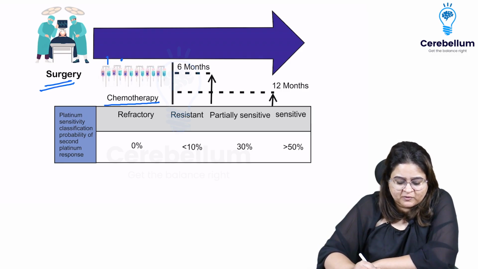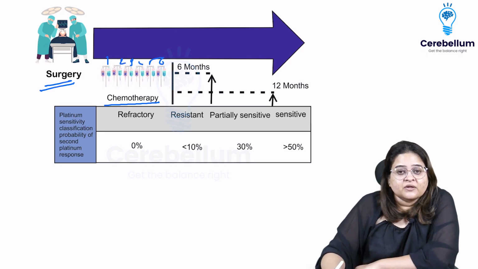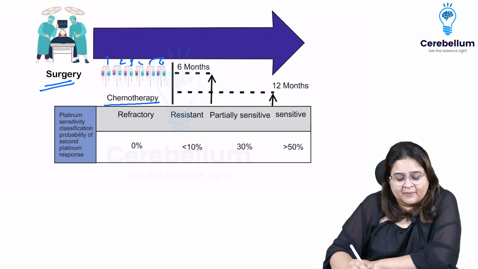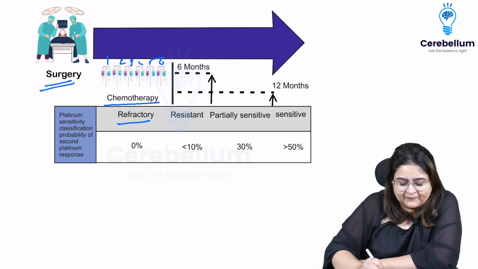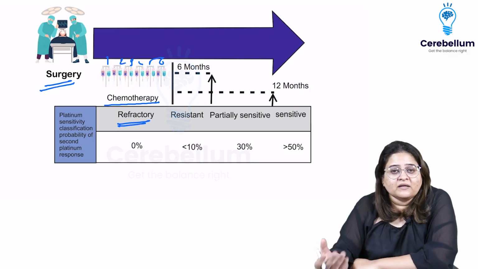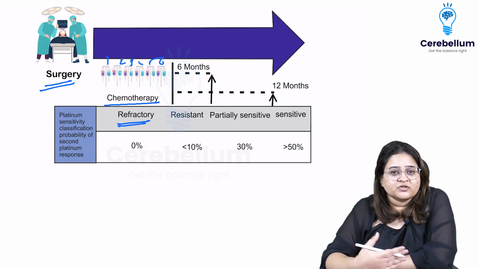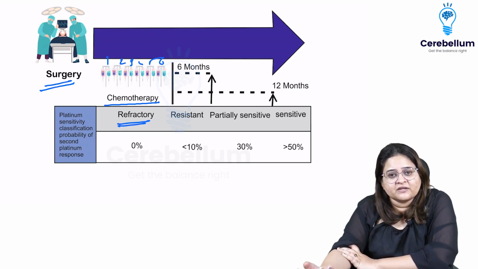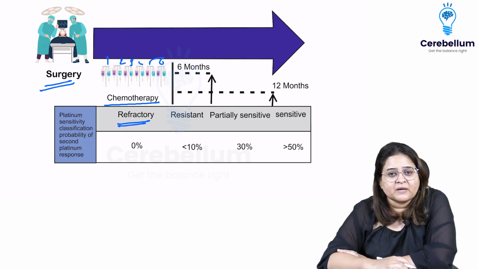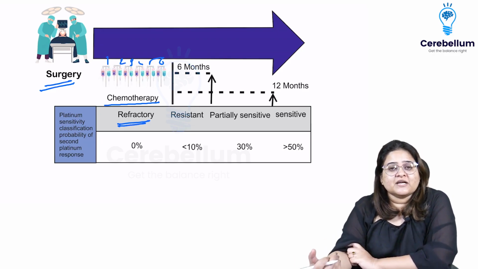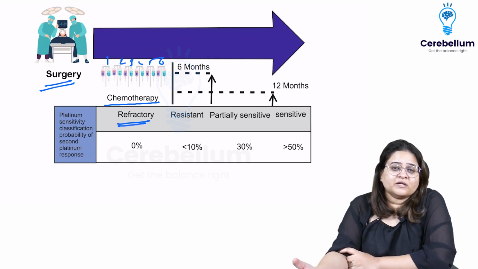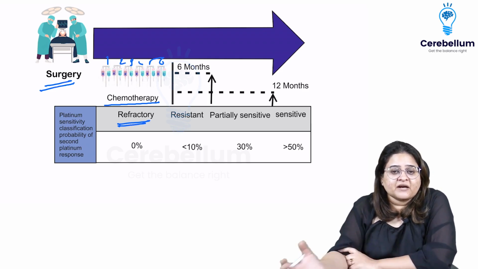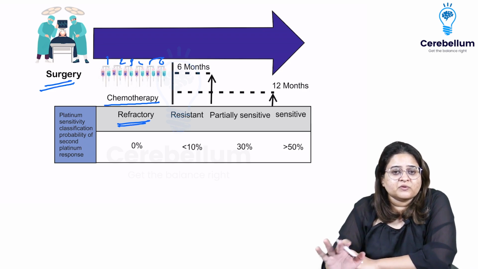So you can see 6 cycles: 1, 2, 3, 4, 5, 6. Okay, and then we see what happens. Now if she has a recurrence while on the chemotherapy, say you've done surgery and while she's on the 3rd cycle of chemotherapy, she develops ascites again, you do a tapping and you find that malignant cells have reappeared. So she has had a recurrence while on chemotherapy.